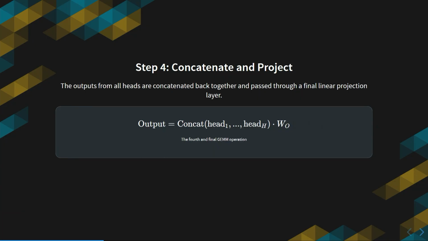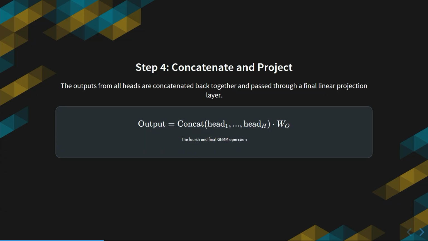And last but not least, once you have the output for each head, the final step is to combine all the heads' outputs back together. The outputs for all heads are concatenated and then passed through a final linear projection layer. The formula is output equals concatenate of head 1 through head h, multiplied by WO. And this is the projection of the attention, which is the last step, and the fourth and final GEMM operation in the attention mechanism. After these projections, we have our final attention output with the same dimension as our input.